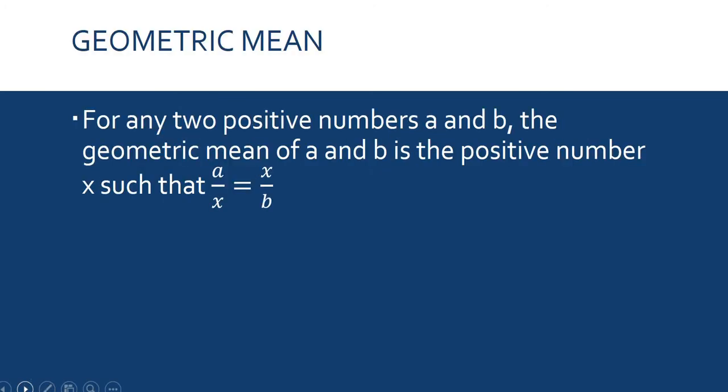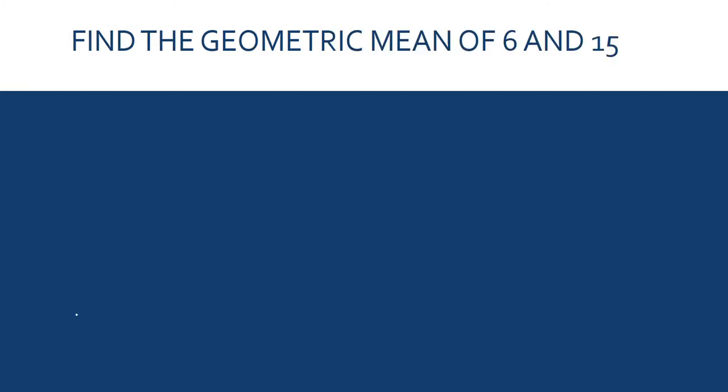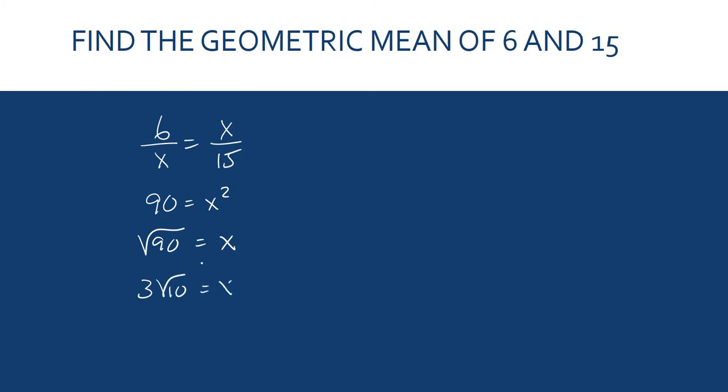Okay, we're going to take a little sidestep and talk about geometric mean. For any two positive numbers, a and b, the geometric mean of a and b is the positive number x such that a over x equals x over b. So let's try one of these. Write that down. Find the geometric mean of 6 and 15. So if 6 and 15 have a geometric mean, it is the number that would make this proportion true. 6 times 15 is 90. Take the square root of both sides, and I can simplify to 3 root 10. If you don't remember how to simplify, ask me in class.